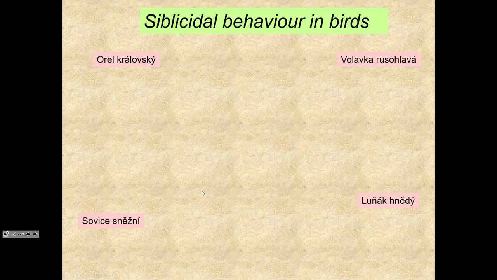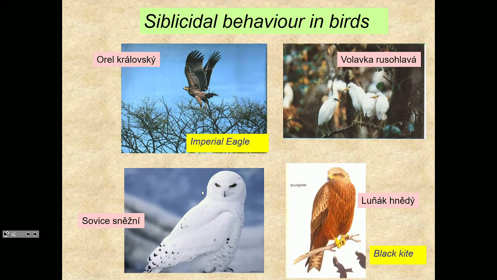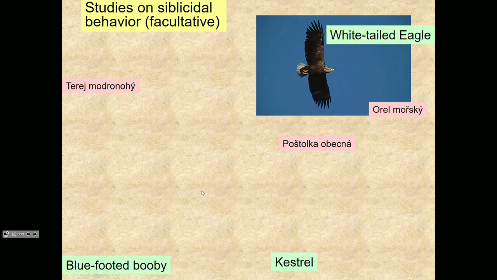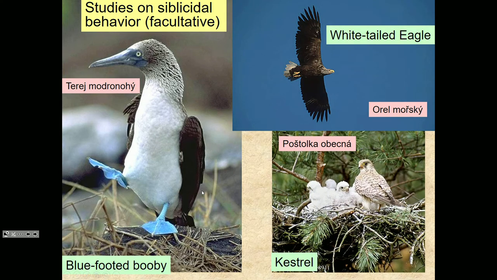So let's take a look at where this siblicidal behavior occurs. It occurs in imperial eagles, snowy owls, cattle egrets, black kites, so familiar birds to many of you. And we have divided these siblicidal behaviors into two types: facultative siblicidal behavior, that does not occur always, and obligate siblicidal behavior. And I will talk about both of these today.